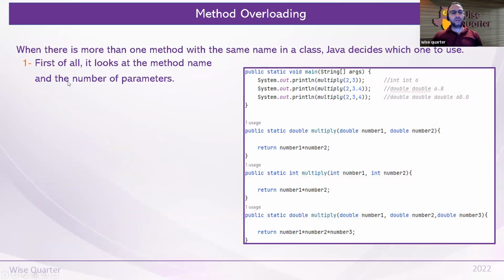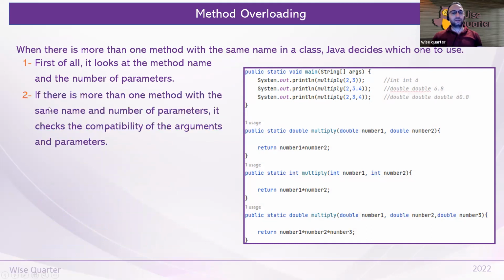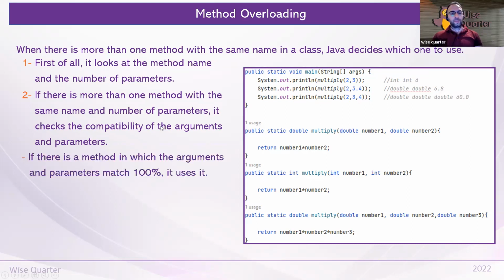How does Java decide if there are 2 methods to run? One of them should be executed. Java cannot execute all of them. How does it decide? First, the method name. Second, if there is more than one same named method in the class, it will check the number of parameters and arguments, of course. If there is a 100% match, it will directly use it. It is the easiest one.